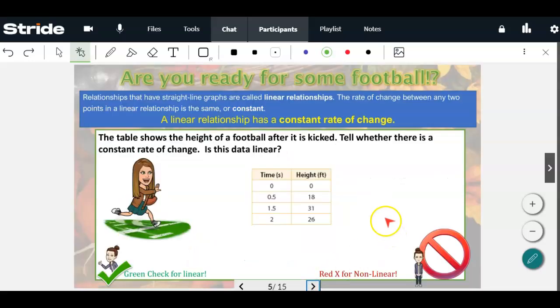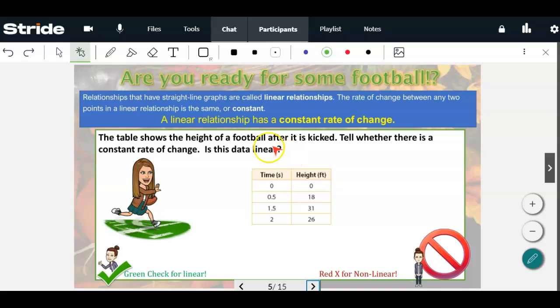All right, so let's look at this data here. Relationships that have straight line graphs are called linear relationships. The rate of change between any 2 points in a linear relationship is the same, or constant. A linear relationship has a constant rate of change. The table shows the height of a football after it's kicked. Tell whether this is a constant rate of change.